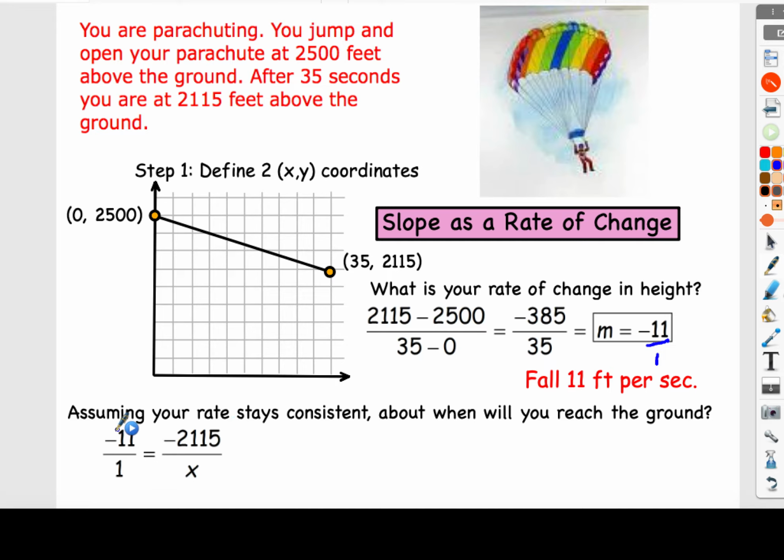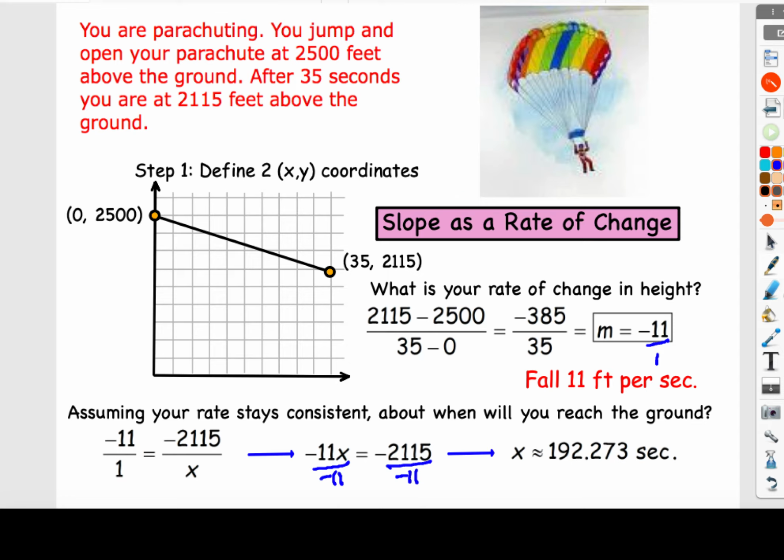And very simply, it's a great chance to cross multiply. We'll take negative 11 times x and 1 times negative 2,115, and divide by negative 11 on both sides. We'll figure out that it's going to take about 192 seconds, a little bit over that, 192.273, accurate to 3 decimal places. If you have to round at all, let's round to 3 decimal places. So that's a pretty easy way to use the rate of change or the slope.